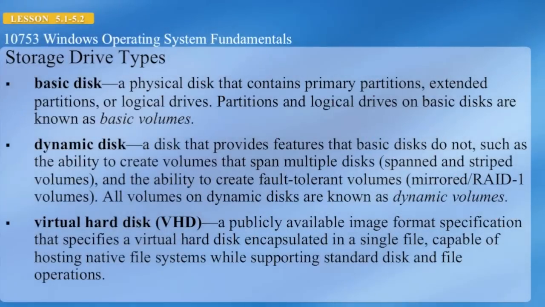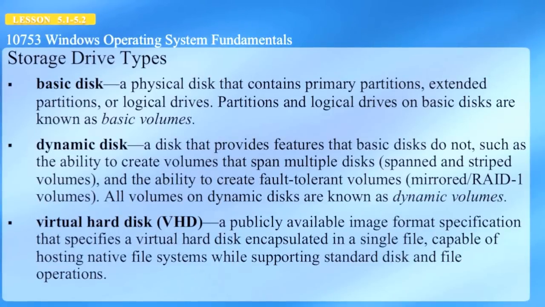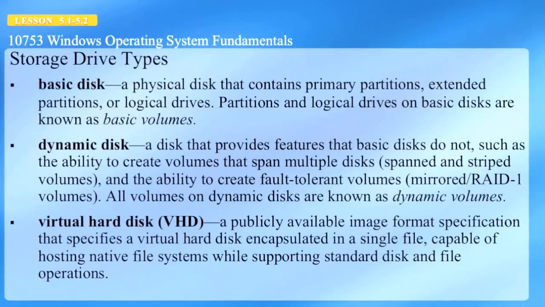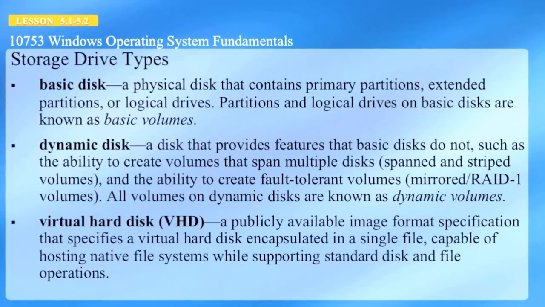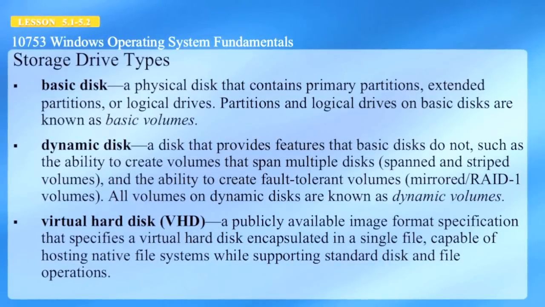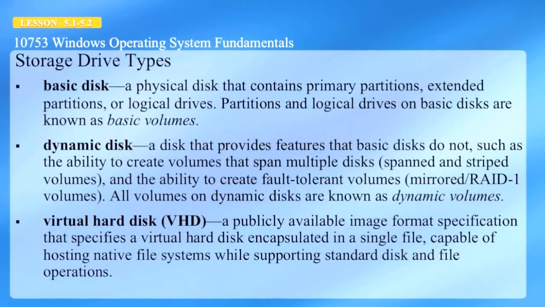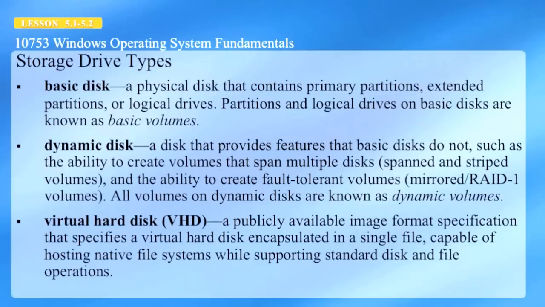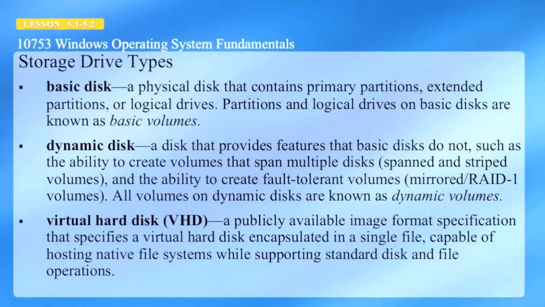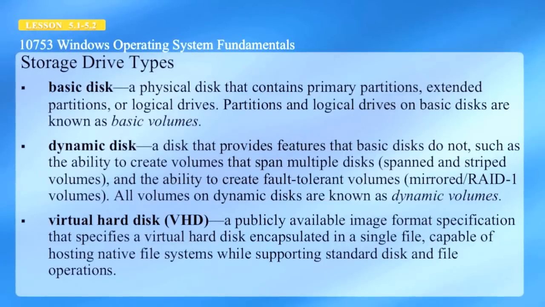Some storage drive options for you with Windows is a basic disk, a dynamic disk, or a virtual hard disk. A basic disk is a physical disk that contains primary partitions, extended partitions, or logical drives. Partitions and logical drives on basic disk are known as basic volumes. A dynamic disk is a disk that provides features that basic disks do not, such as the ability to create volumes that span multiple disks and the ability to create fault-tolerant volumes, such as a mirrored RAID 1 volume. All volumes on dynamic disk are known as dynamic volumes.